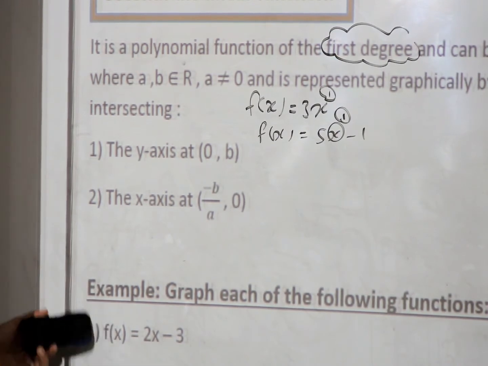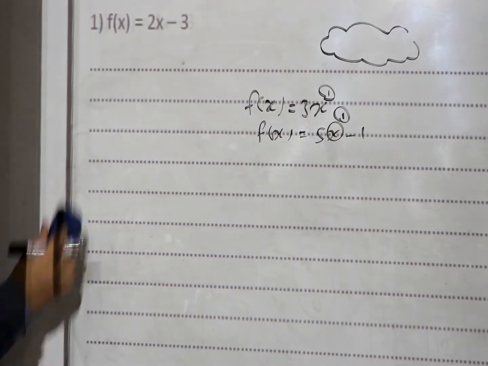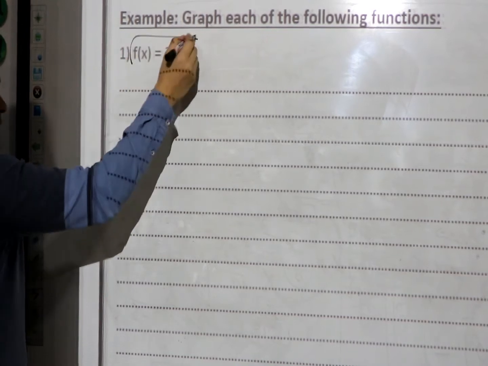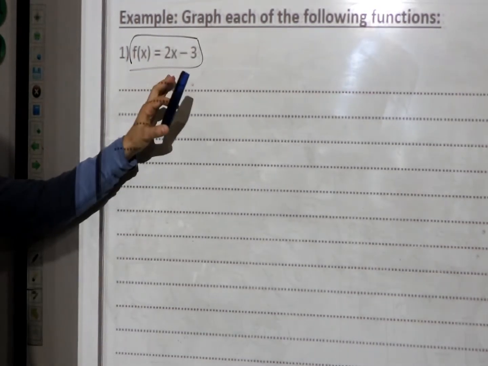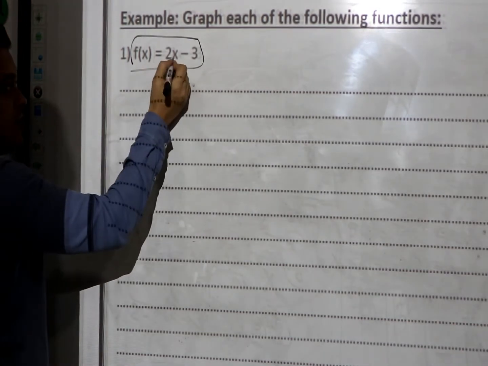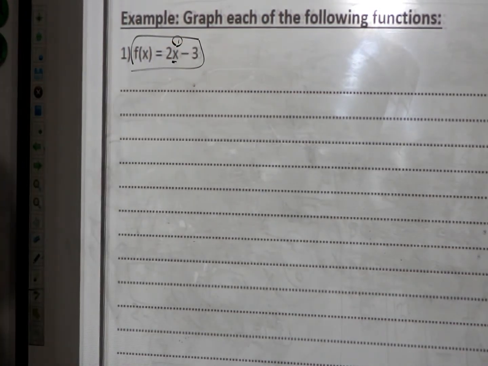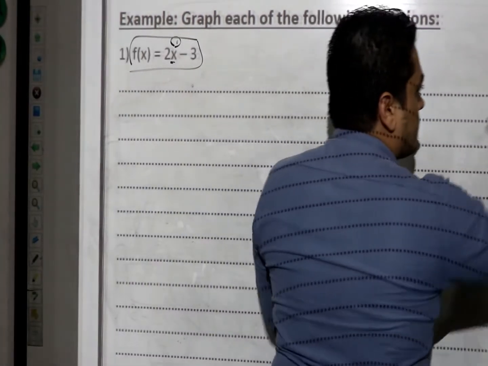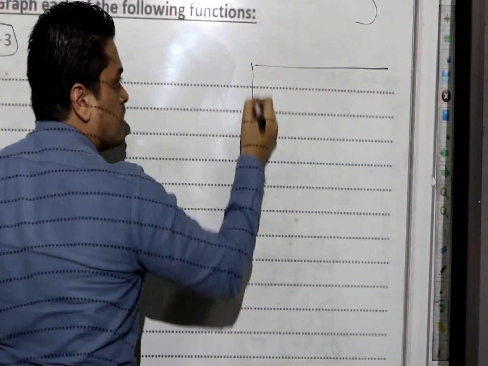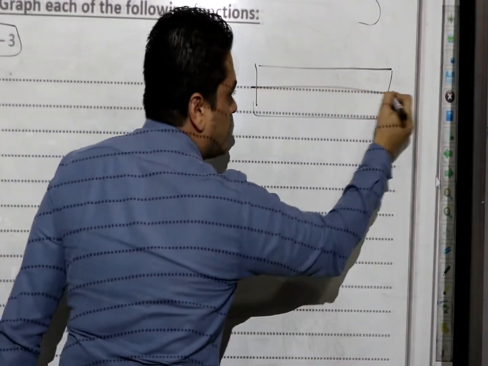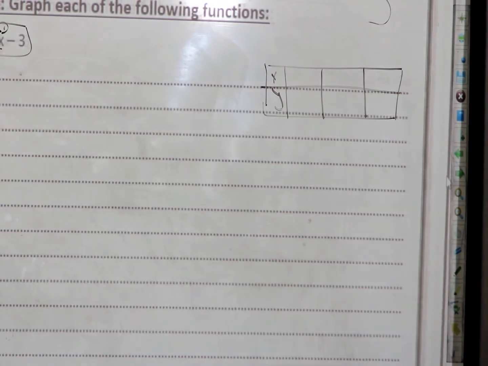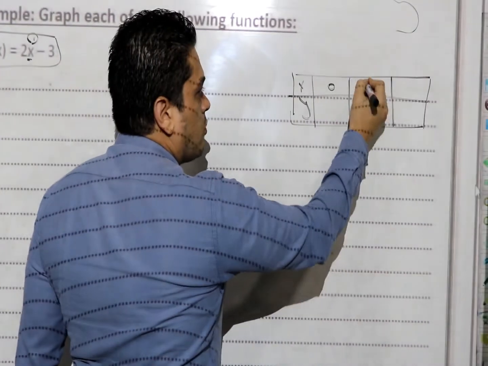How to draw the linear function? For example, graph each of the following functions. F of x equals 2x minus 3. What about this function? Is it linear or not? Yes, it's linear. Why? Because we have letter x raised to the power 1. But how to draw this linear function? The first step, you have to make your table and choose any 3 numbers for x and substitute in your function, like 0, 1, 2.